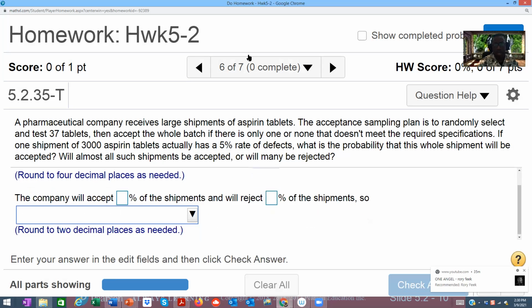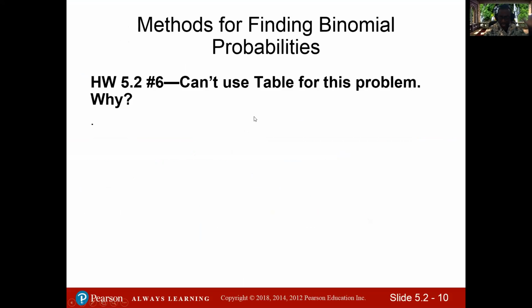So now let's go back to the PowerPoint. Again, why can't we use the table? Because in this case, I cannot use the table since my n, according to the example, is 37, which is greater than 8. So we cannot use the table in this case, but I can use the formula, and that will give me the same thing. But using the formula will take some time.